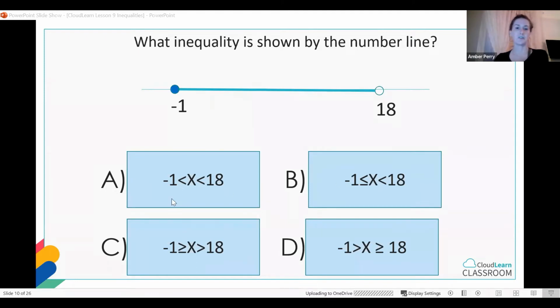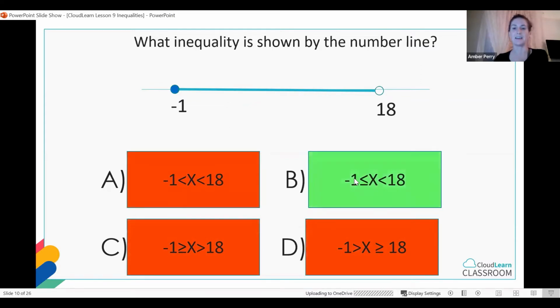Okay. So we have got X there. Good. X is in the middle. 1 is or equal to 1 there, but it's less than 18. So X is greater than or equal to -1, but X is less than 18. And almost all of you got that correct there. It was B, okay? So all of you gave me the inequality signs the right way around, so that's fantastic.